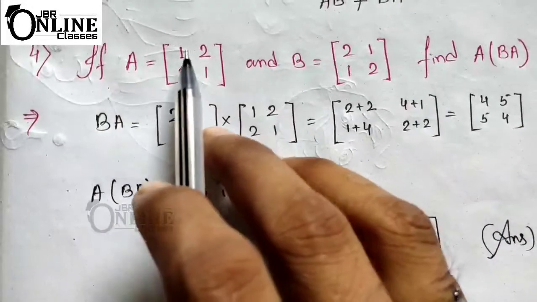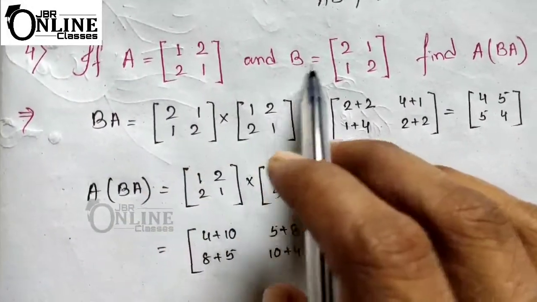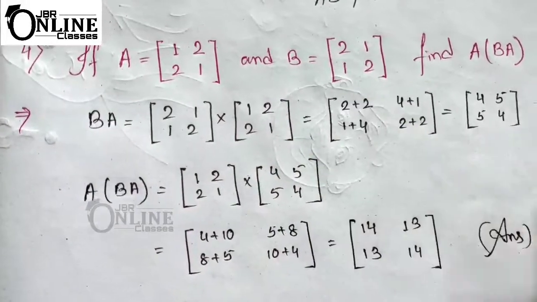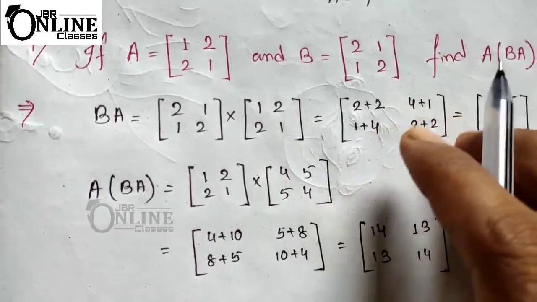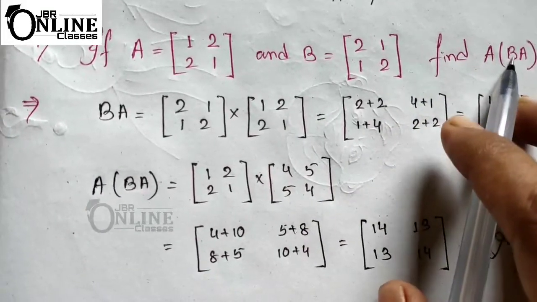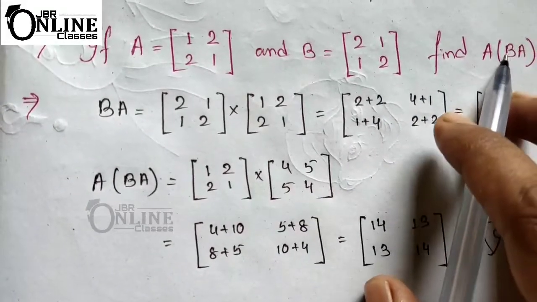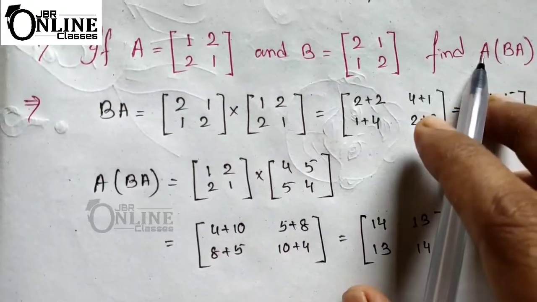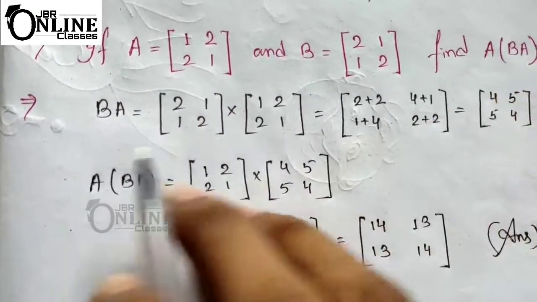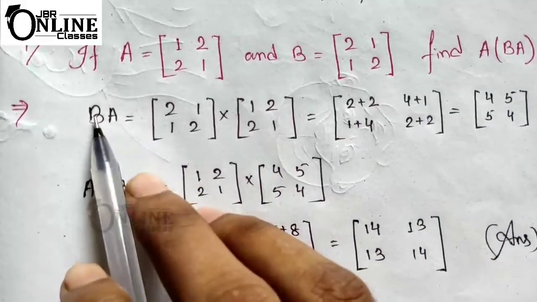Next, sum number 4. If A equals [1 2; 2 1] and B equals [2 1; 1 2], find A into B into A. So first you have to find out the value of BA. If you get the value of BA, then you can multiply this with the A matrix and you will get the final answer.